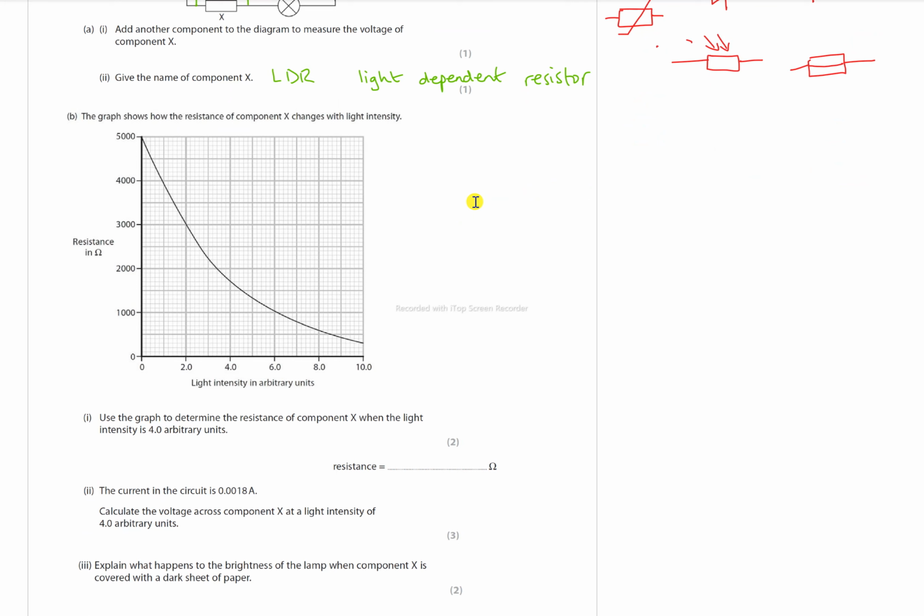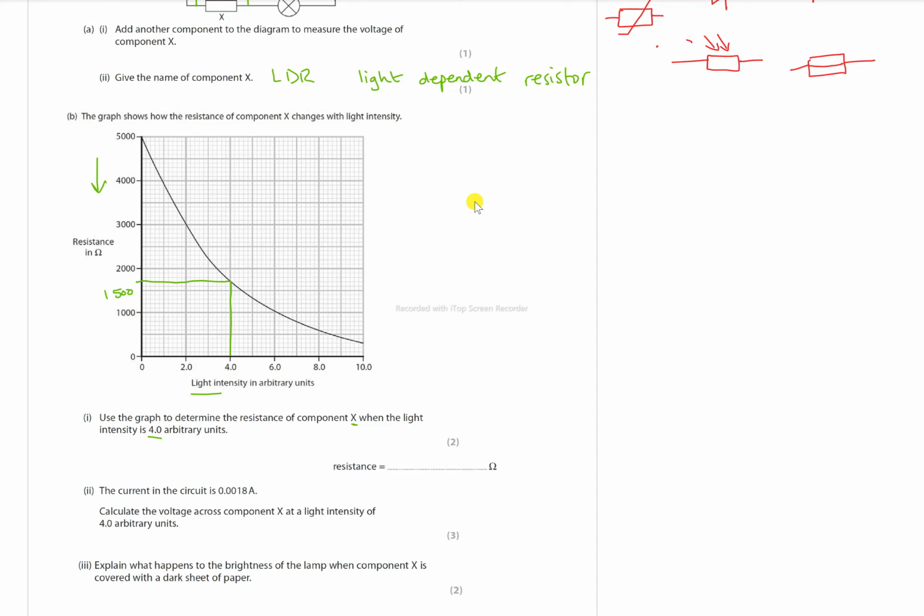Right. Let me just look this up. Okay, that's fine. We can crack on with this. So you've got a component X. As light intensity increases, the resistance decreases. Use the graph to determine the resistance of component X when the light intensity is 4. So you get a ruler, you draw a line up to the graph, and then you read across. It's easy but not easy at the same time. It's easy to make mistakes.